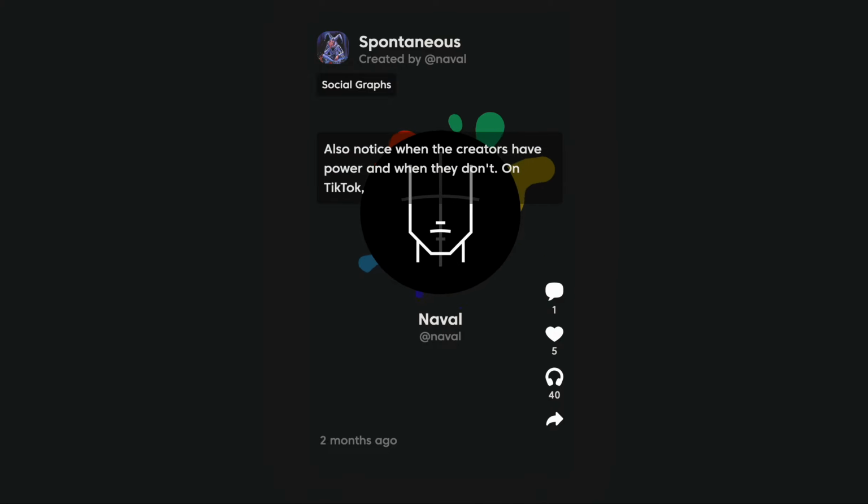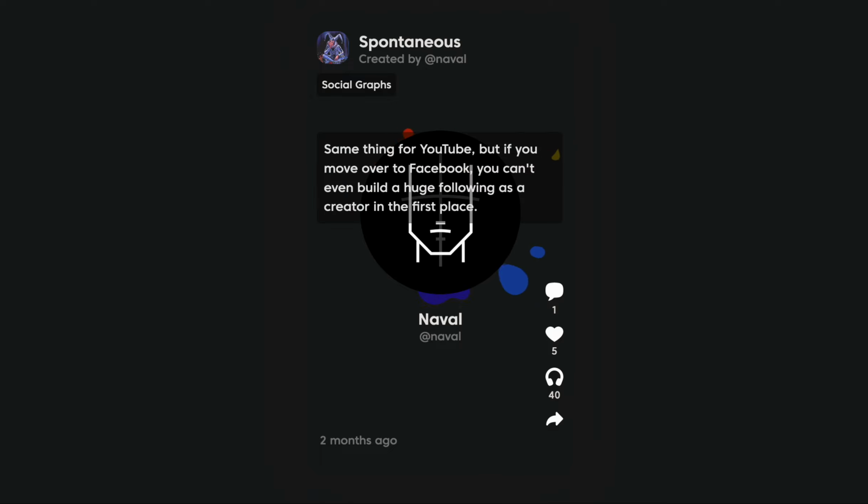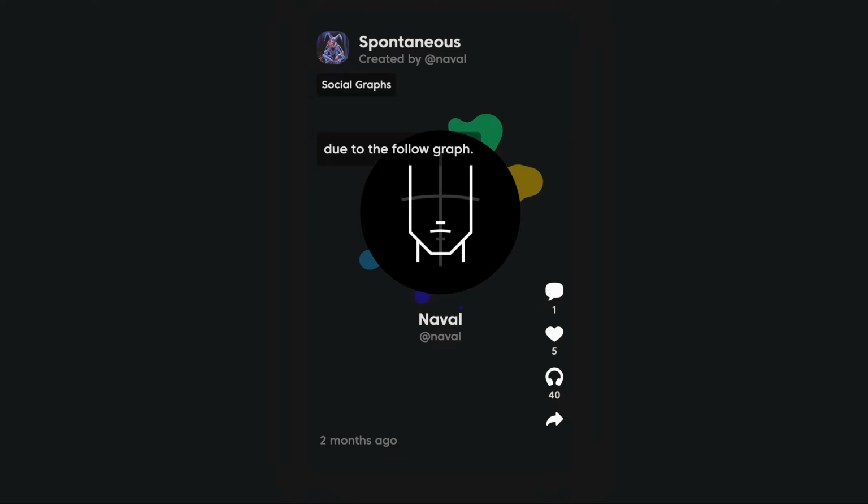Also notice when the creators have power and when they don't. On TikTok, they don't have a lot of power because the algorithm is choosing them and making or breaking them. You're only as good as your last few videos. Yes, you do have a follow graph in TikTok now, but it's not the main thing. Same thing for YouTube. But if you move over to Facebook, you can't even build a huge following as a creator in the first place. It's awkward because the follow graph is tacked on and secondary in Facebook. It's places like Twitter and Instagram and AirChat where a creator can really build a mass audience that they can call their own due to the follow graph.